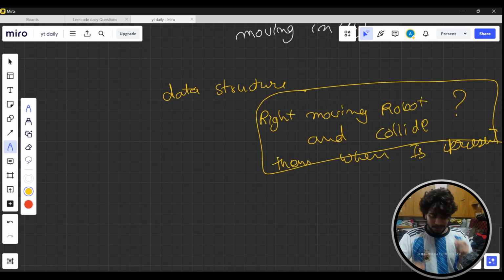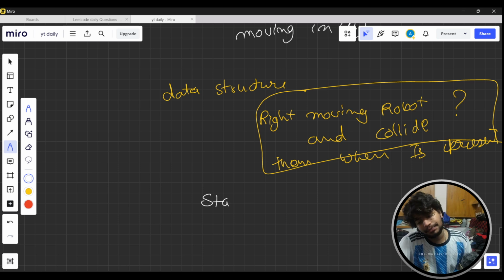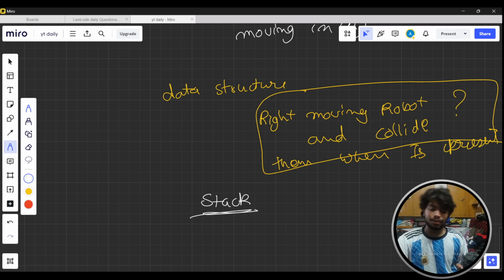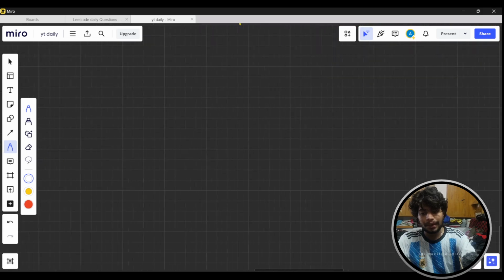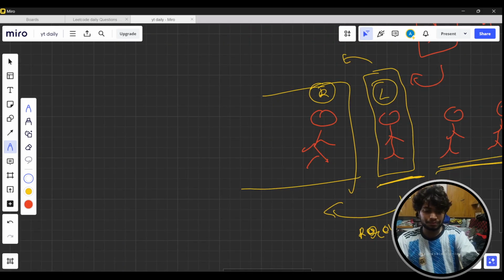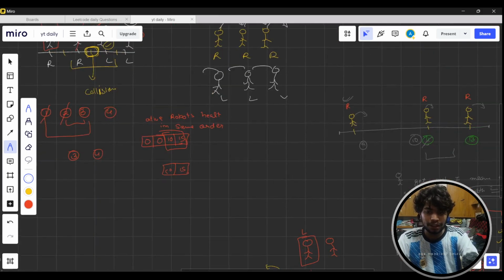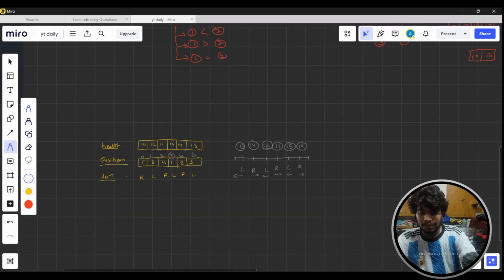Okay. So after thinking a while, I can think of a data structure which can do these types of operations: stack. Okay, it does make sense. So how can I implement this using a stack? Okay, so now the question is how I implement this using a stack.